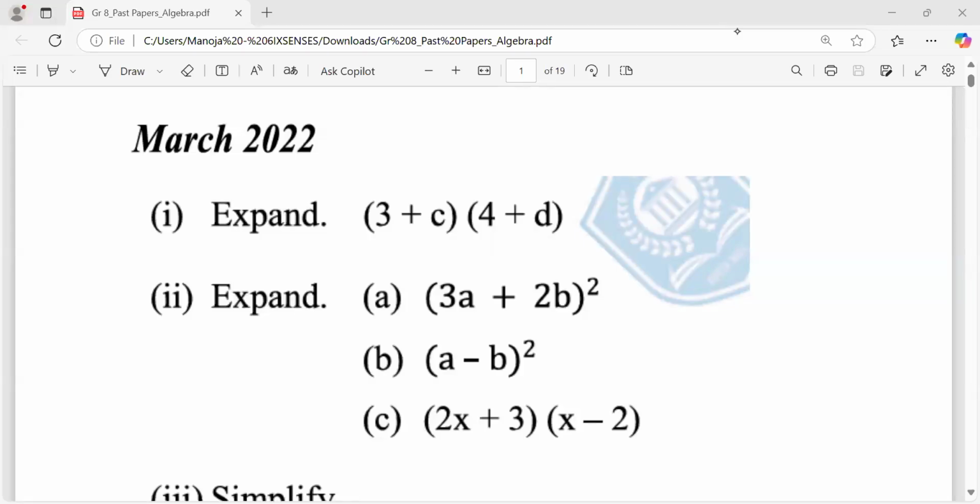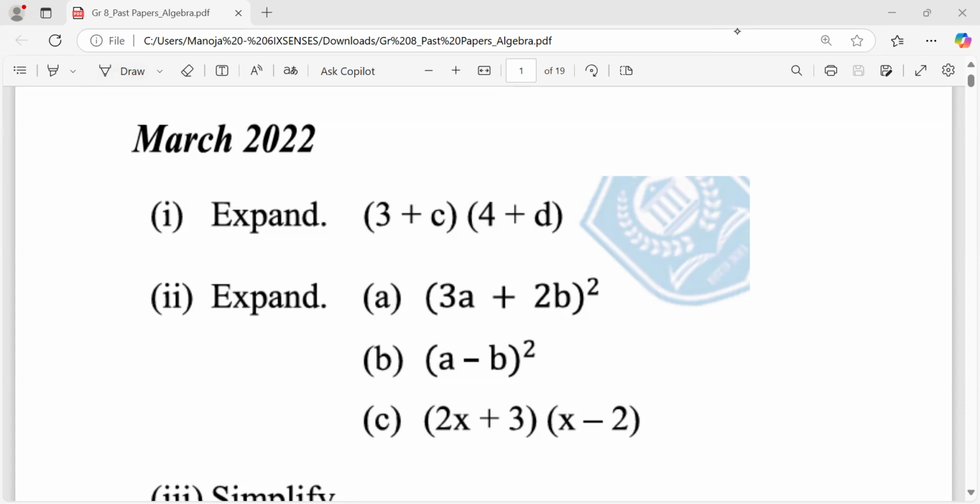Right. So this is the March 2022 paper, but I extracted only the algebra questions. When we consider the whole paper and analyze it every year, so many questions are from algebra, especially chapters 11, 12, 13: factorizing, algebraic equations and quadratic equations. Those areas were there most of the time. Therefore, I thought to extract all these algebra related questions and discuss them.